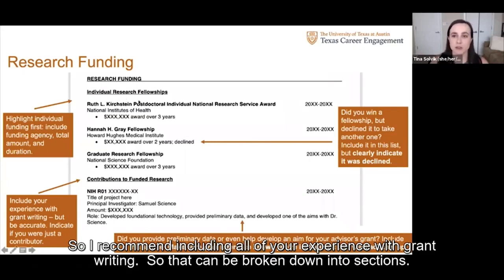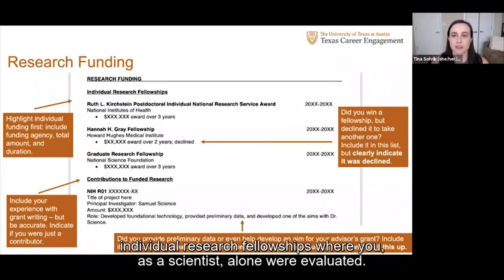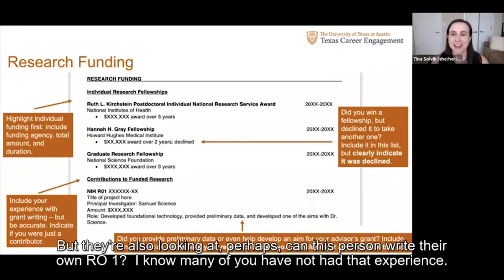There are some research fellowships that you won on your own, perhaps an NSF Graduate Research Fellowship or an NIH F32. You want to indicate that you have individual research fellowships where you as a scientist alone were evaluated. But they're also looking at, can this person perhaps write their own R01 once they start? And I know that many of you have not had that experience. That's reserved for the principal investigator of a lab.